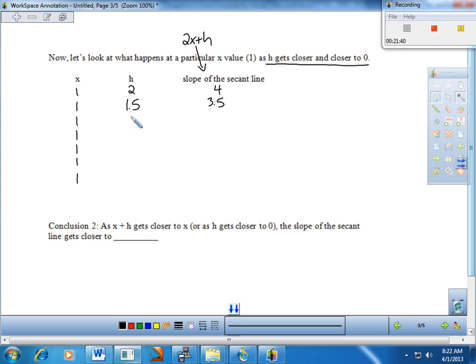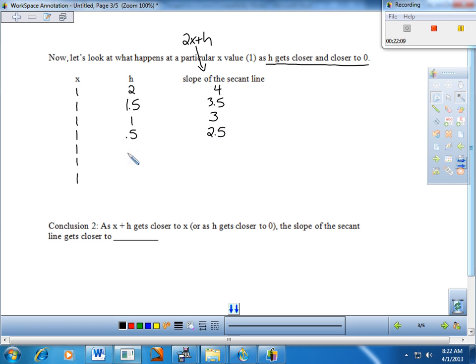How about if h is 1? That would be only 1 unit away from the first point. Ready? 2 times 1 plus 1 is 3. Excellent. Let's keep going. Here we go. Now even closer. Now what if h is only half a unit away? Well, guys, 2 times 1 is 2, plus 0.5, 2.5. All right, let's keep going.